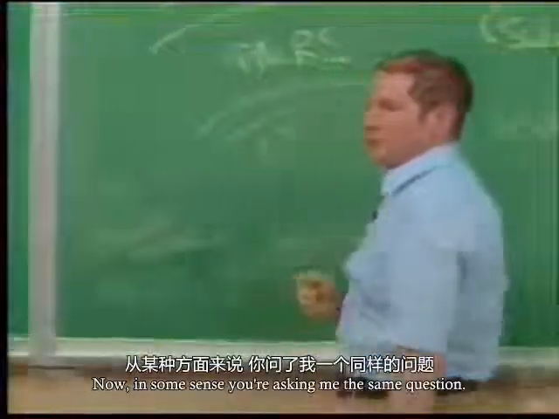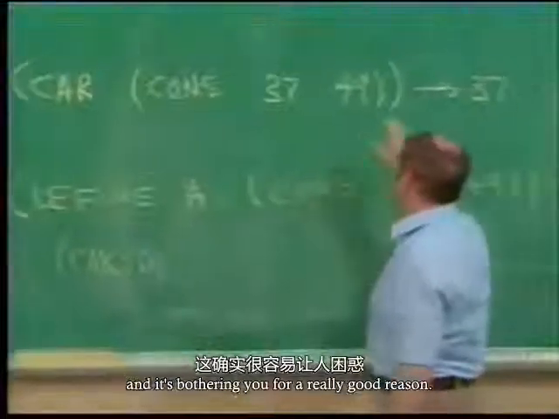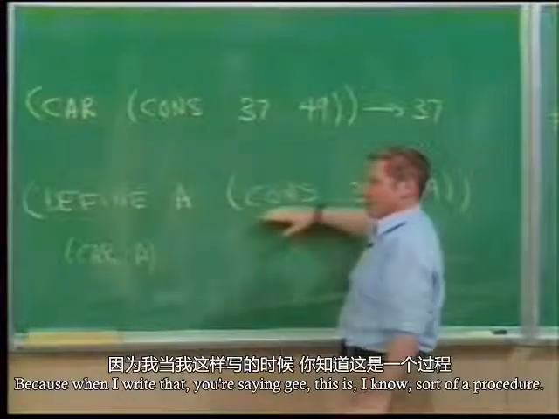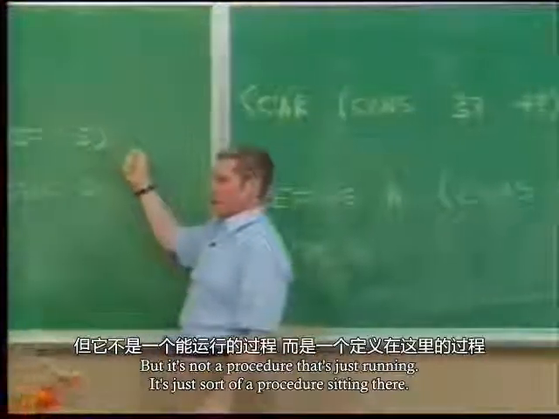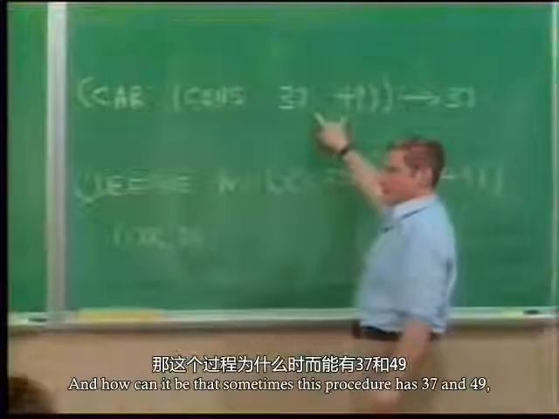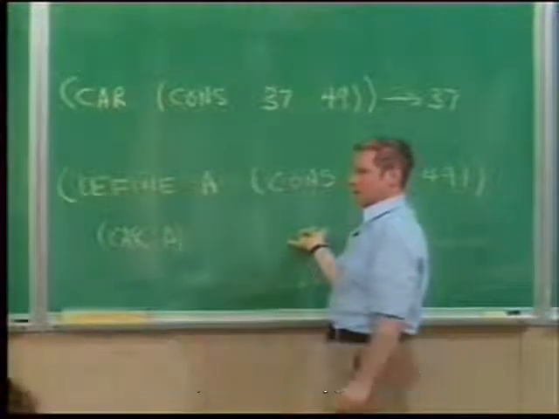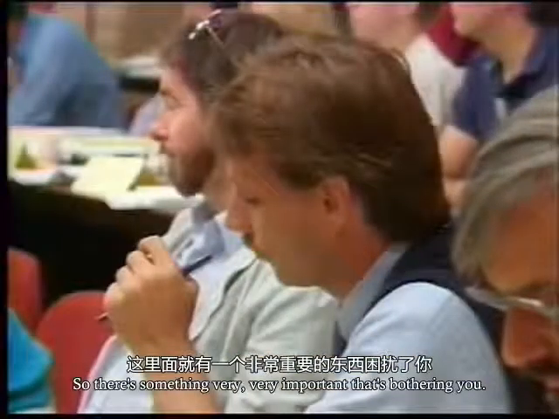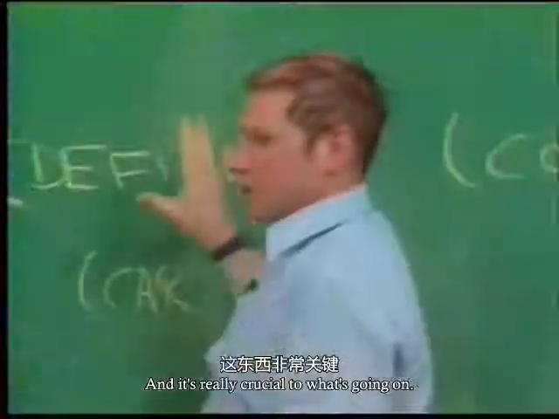Now, in some sense, you're asking me the same question. But it's really bothering you, and it's bothering you for a really good reason. Because when I write that, you're saying, I know this is a procedure, but it's not a procedure that's just running. It's just sort of a procedure sitting there. And how can it be that sometimes this procedure has 37 and 49, and there might be another one which has 5 and 6 in there, and why don't they get confused? There's something very important that's bothering you, and it's really crucial to what's going on.